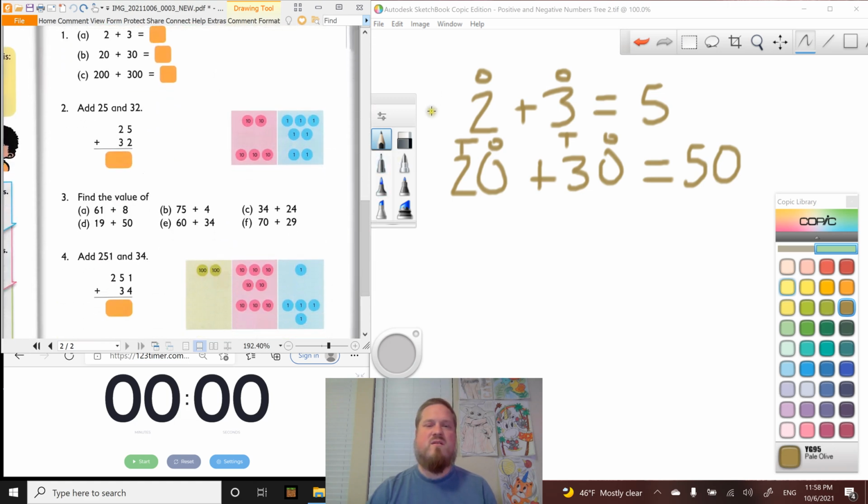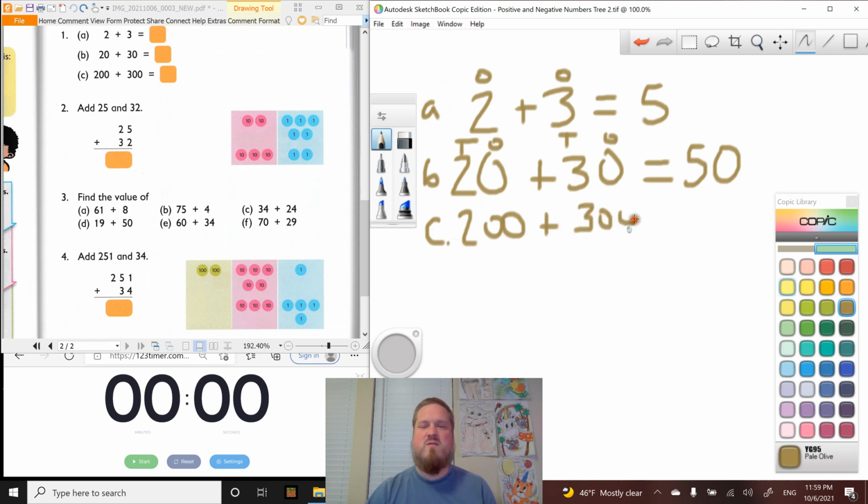Okay, so that was A. Here's B. What about C? 200 plus 300 equals, are you sensing a theme? 500. This is the hundreds place that we're adding now. The tens place is empty. The ones place is empty.